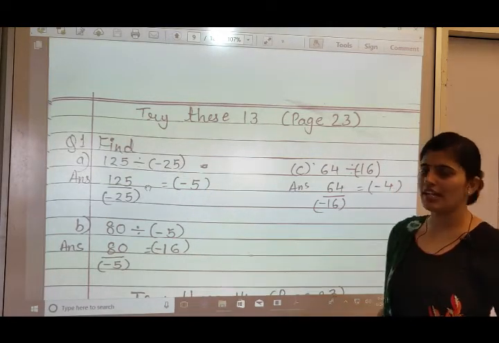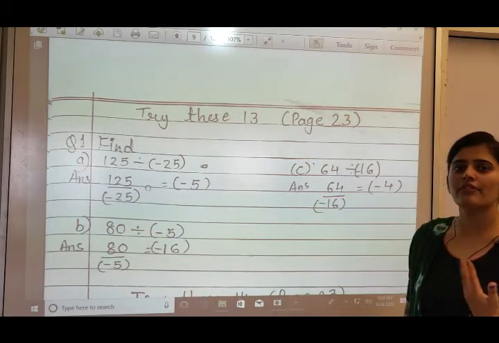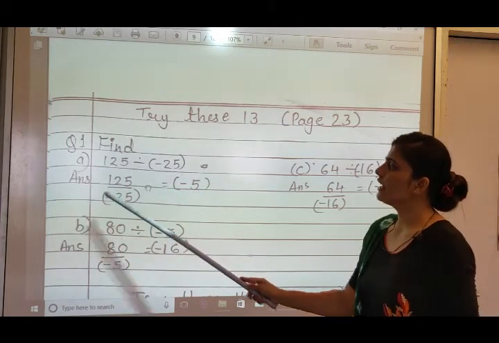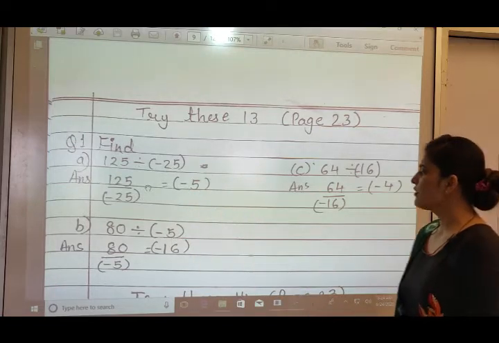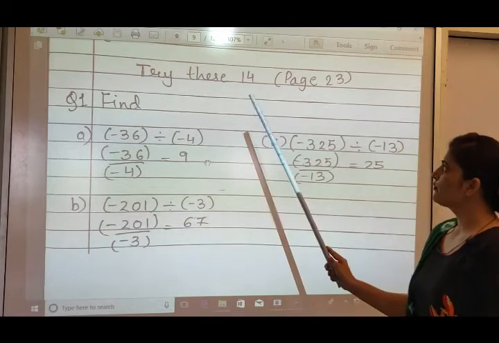So the answer will be in the negative form. So 125 divided by minus 25: 25 fives are 125, so it will be equal to 5. After that, you can see one negative sign, so the answer will be in the negative form, minus 5. All the others are homework.